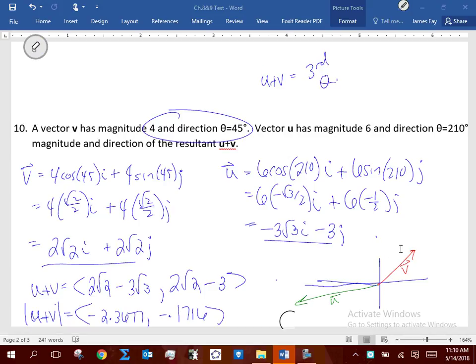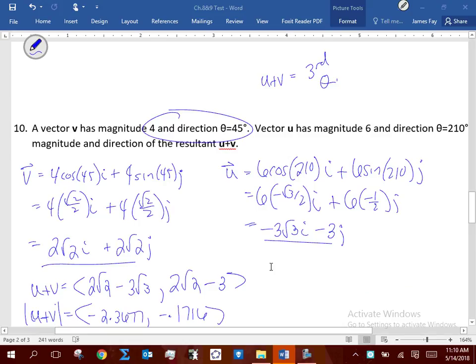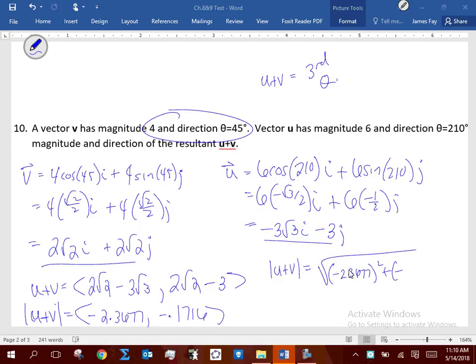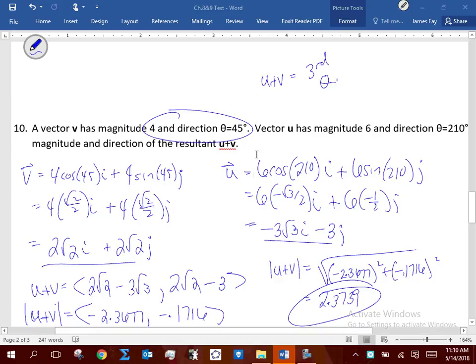Okay, so now in order to find the magnitude of u plus v, it is equal to the square root of negative 2.3677 squared plus negative 0.1716 squared. A lot of people aren't putting parentheses around their negatives here, and we square it. That messes everything up. So this is always going to be a positive number. And when we do that, it gives me that magnitude to be 2.3739. So that is the magnitude of u plus v.